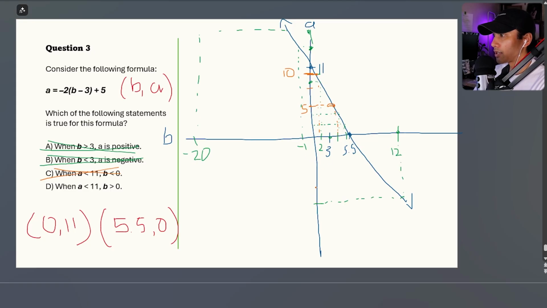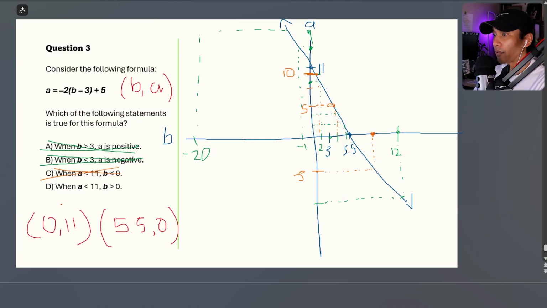Let's choose -5. If we go to the line here, then go up to the B axis, that value right here is greater than 0. So this statement is incorrect, because in order for it to be true, we wanted B values less than 0.